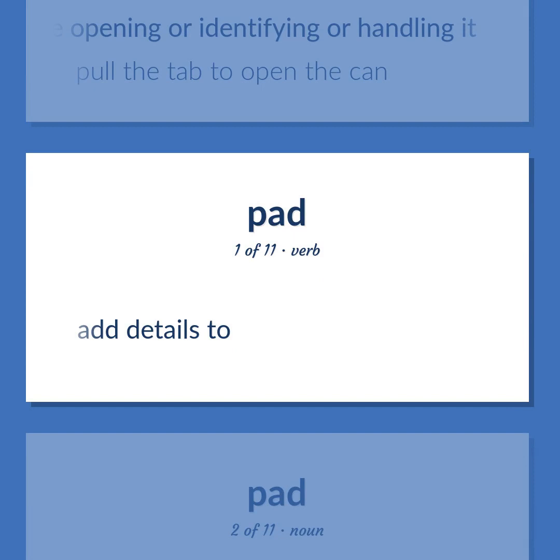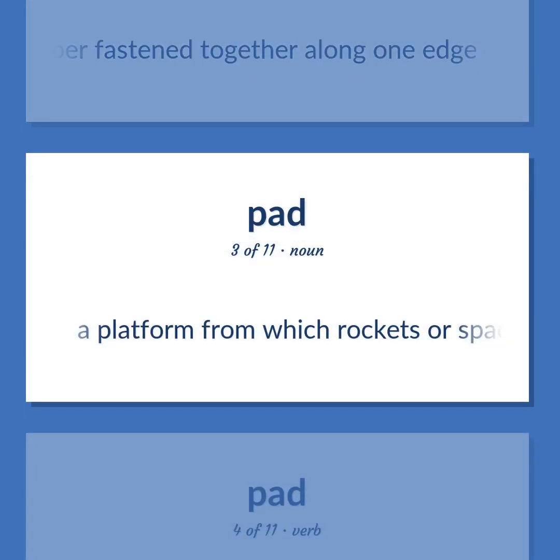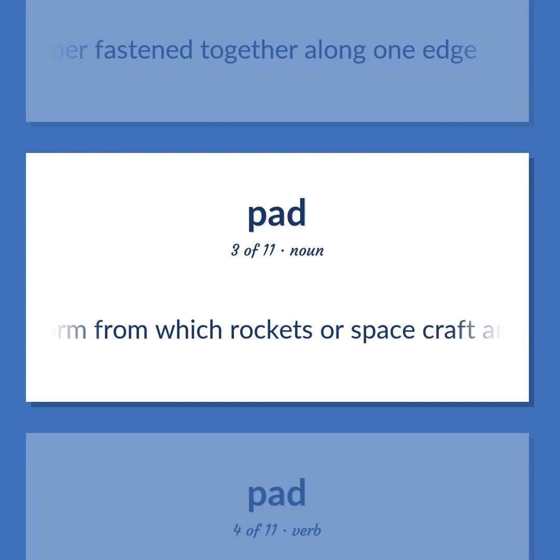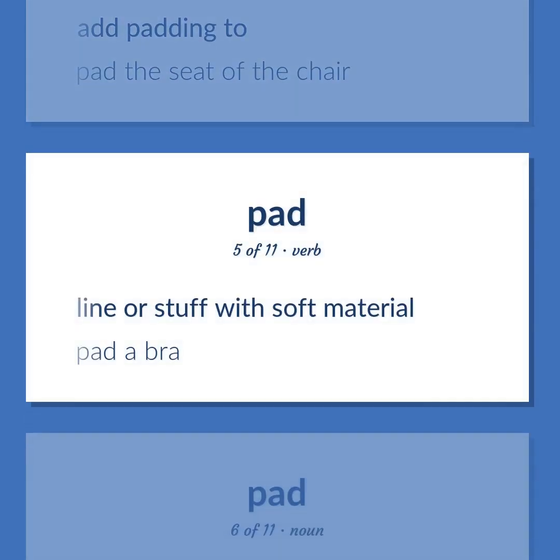Add details to. A number of sheets of paper fastened together along one edge. A platform from which rockets or spacecraft are launched. Add padding to. Pad the seat of the chair. Line or stuff with soft material. Pad a bra.